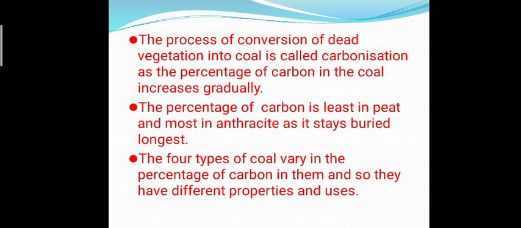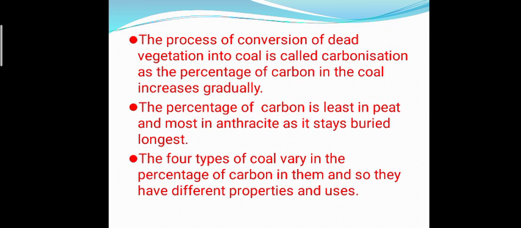The process of conversion of dead vegetation into coal is called carbonization. As the percentage of carbon in the coal increases gradually, the percentage of carbon is least in peat and most in anthracite as it stays buried longest.